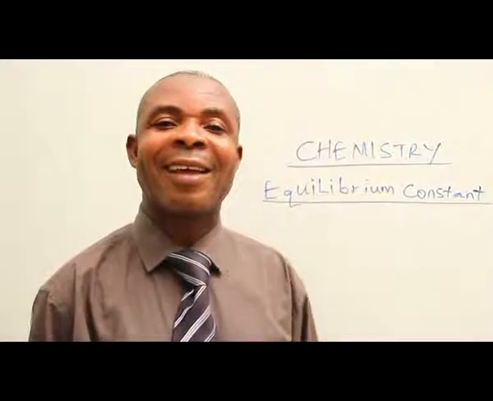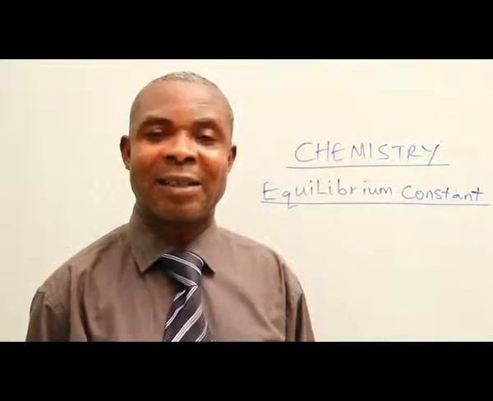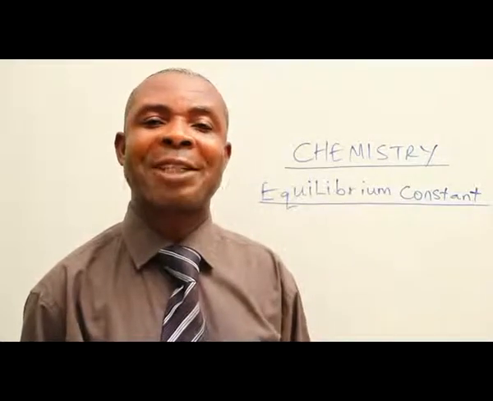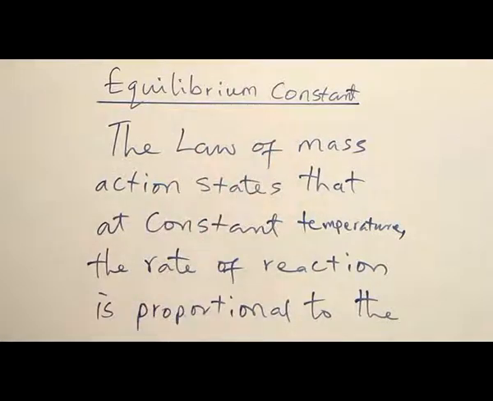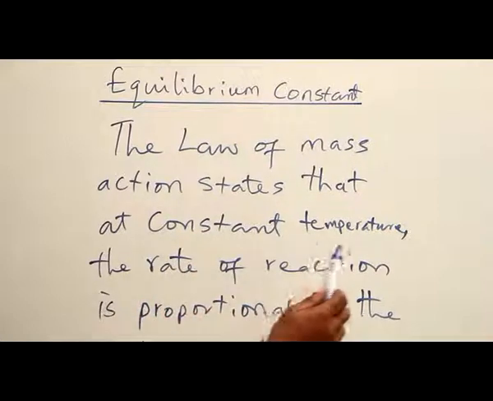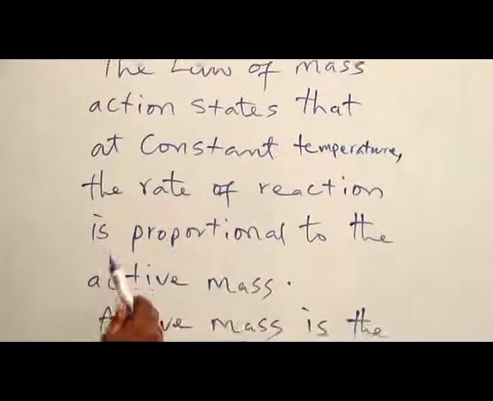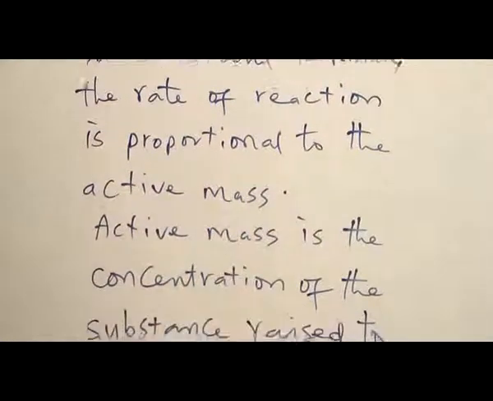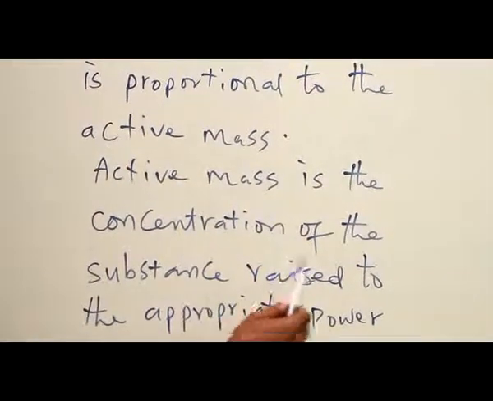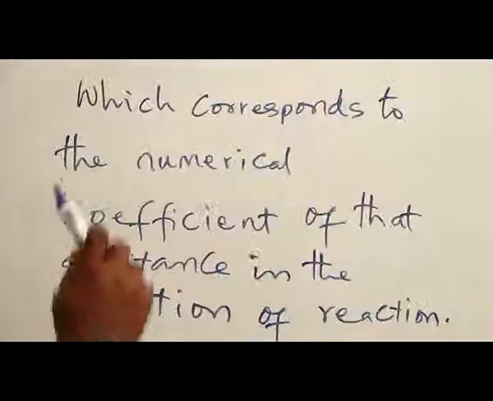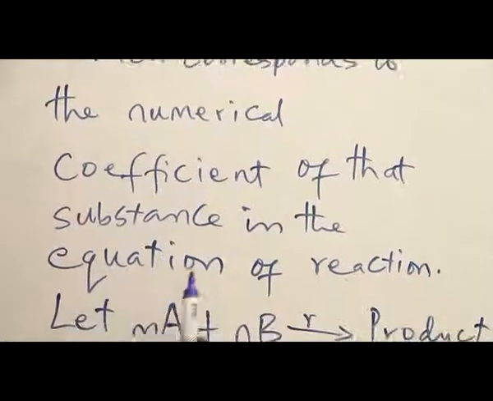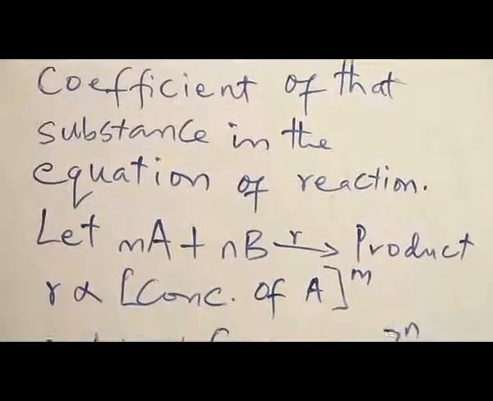The topic for today is equilibrium constant. Equilibrium constant is based on the law of mass action. The law of mass action states that at constant temperature, the rate of reaction is proportional to the active mass. Active mass is the concentration of the substance raised to the appropriate power, which corresponds to the numerical coefficient of that substance in the equation of reaction.